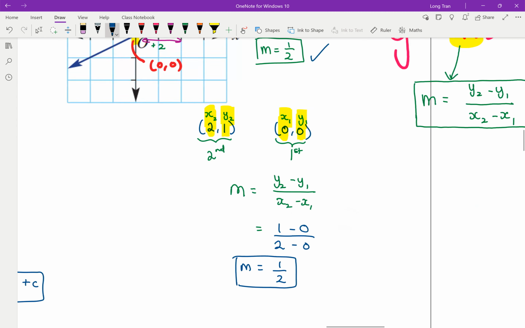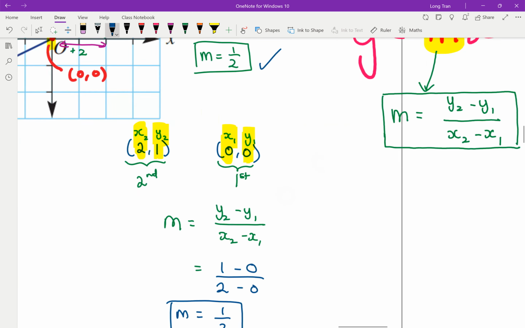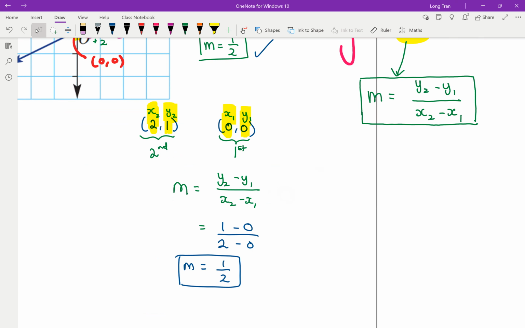See? Okay, so it doesn't matter which way you do it, you should still get it right. Even if you swapped it around, it would still be the same answer. So watch. If I said, instead of 0, 0 being the first one, say I did this, 2, 1, and 0, 0. Have a look, even when I switch it around. So if I made this the first one, and I made this the second one, this would be then x1, y1. This is then x2, y2. Watch what happens. Same thing.